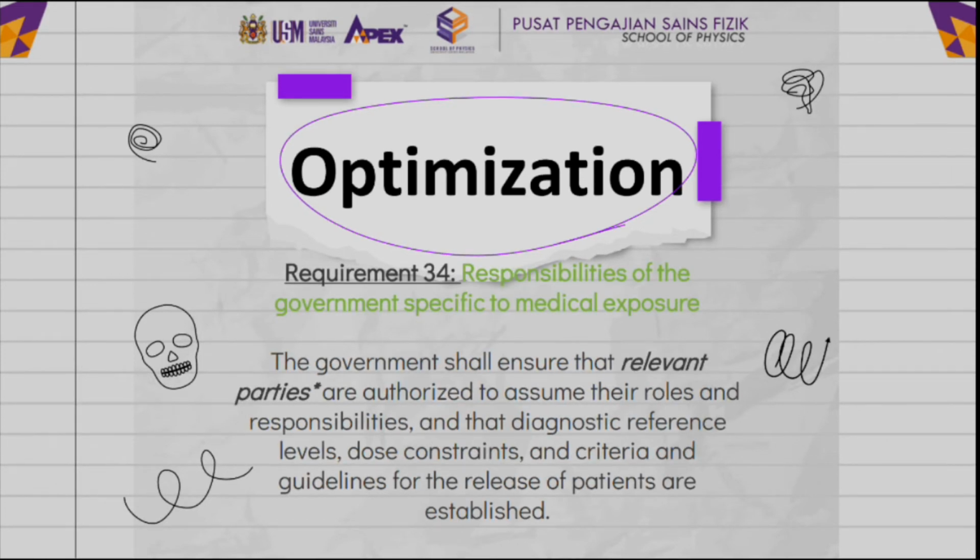And next is also requirement 34, the responsibilities of the government specific to medical exposure. The government shall ensure that relevant parties are authorized to assume their roles and responsibilities, and that diagnostic reference levels, dose constraints and criteria and guidelines for the release of patients are established.